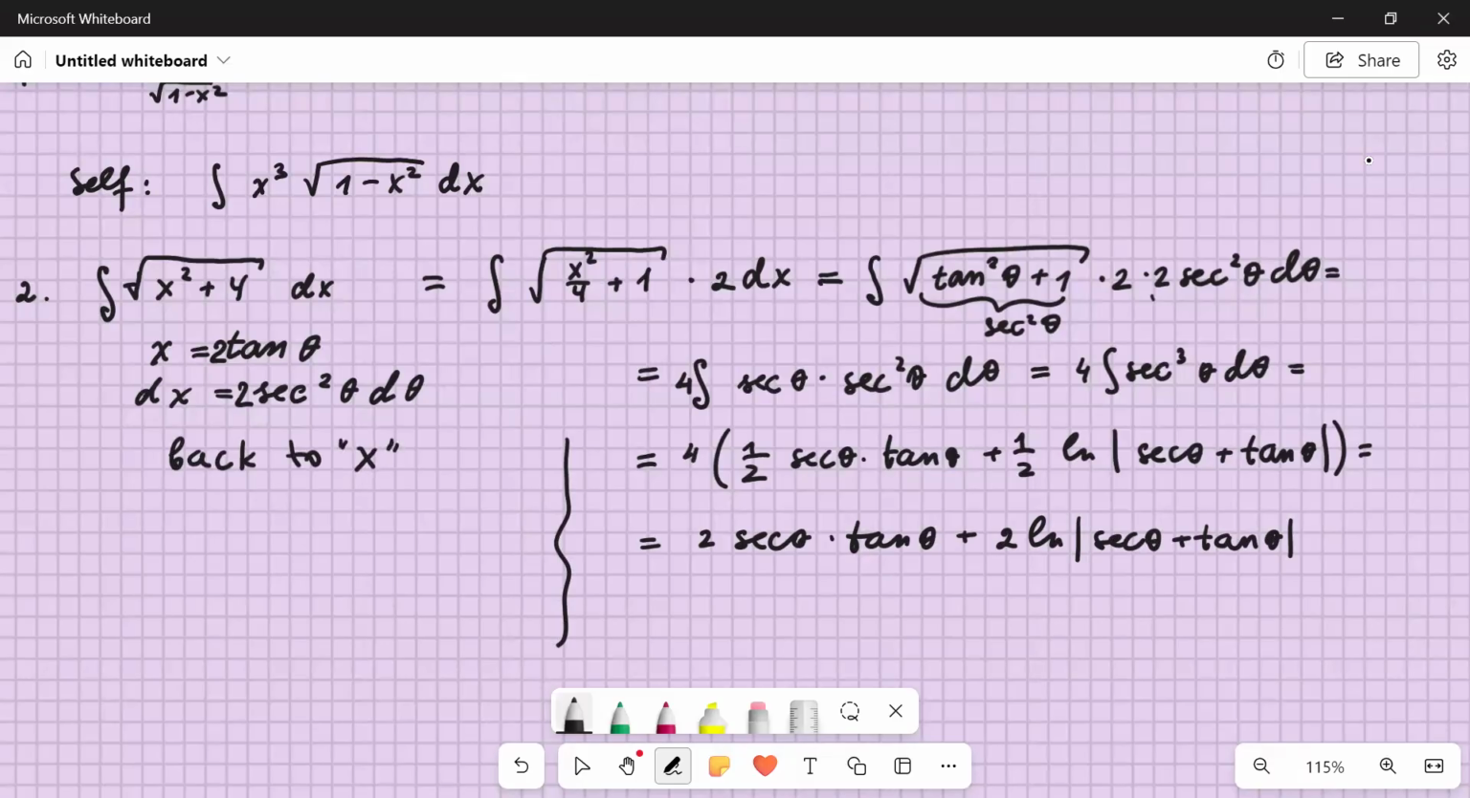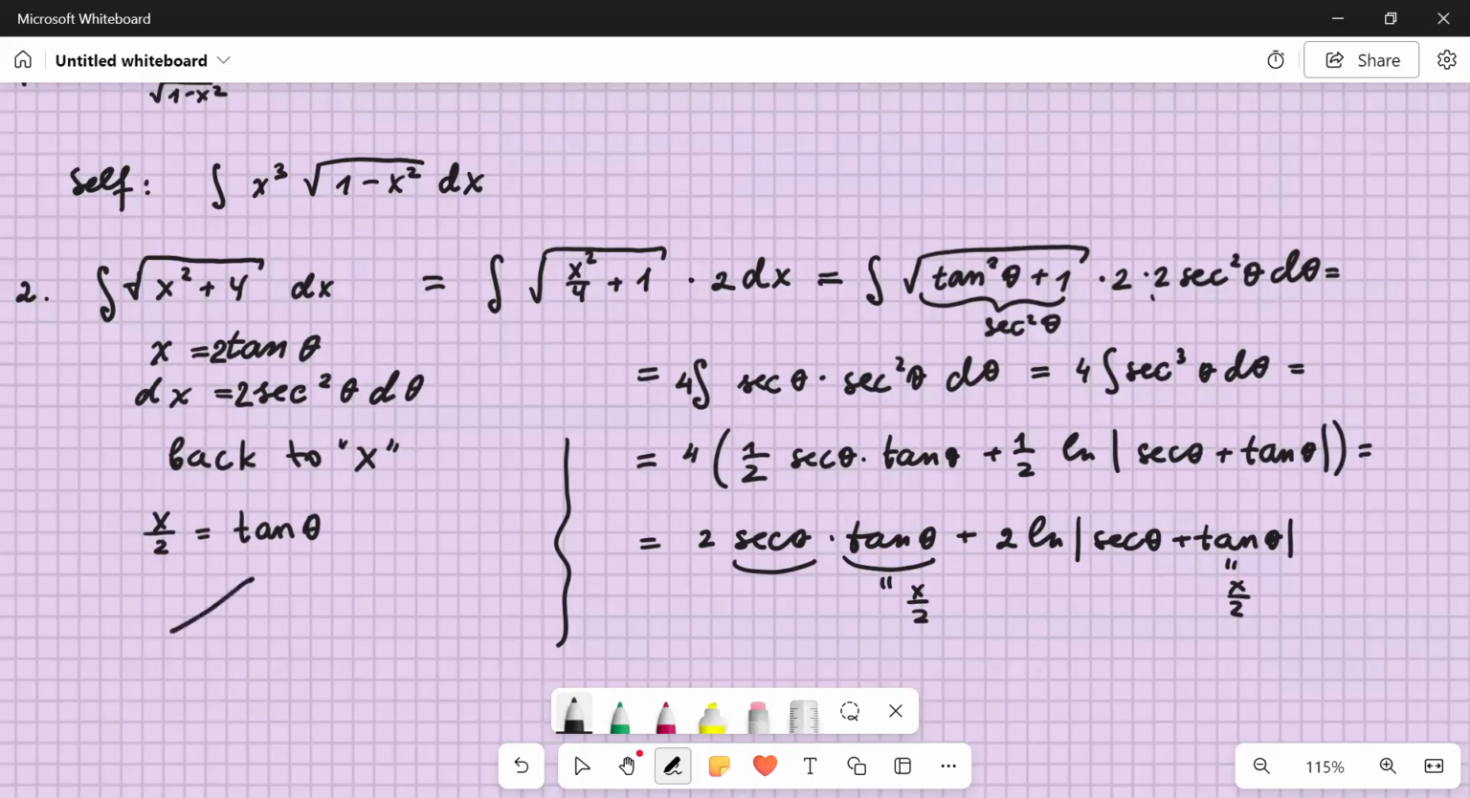Well, first, we need to express tangent. Second, we'll need to express secant. Let's start with tangent. We have x over 2 equals tangent of theta. Kind of easy. So this one is equal to x over 2. This one is equal to x over 2. Now, how do we calculate secant?